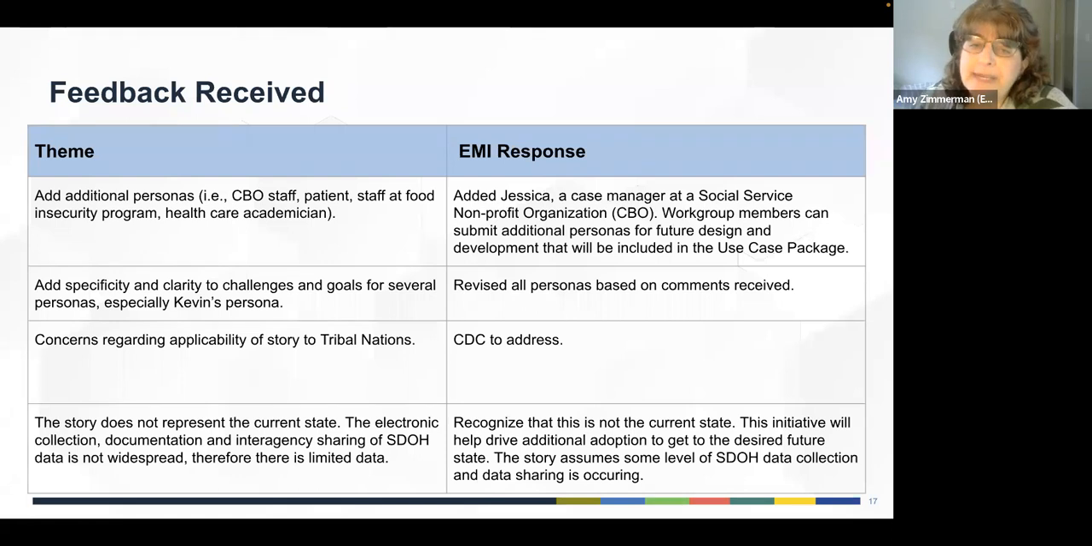So the story is assuming that there is some level of SDOH data sharing that is occurring and data capture. So again, that's more in the assumptions, but I just want to let everyone know, we clearly recognize that part of the story is more of a future state than current state, and we are acknowledging that, but we all hope we can get to the desired future state. Next slide, please.